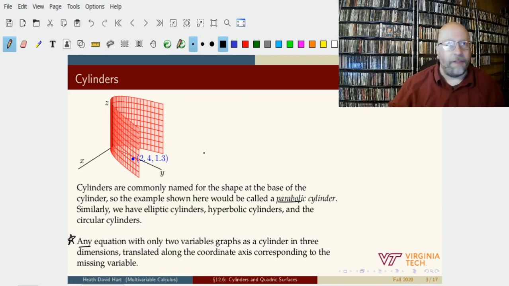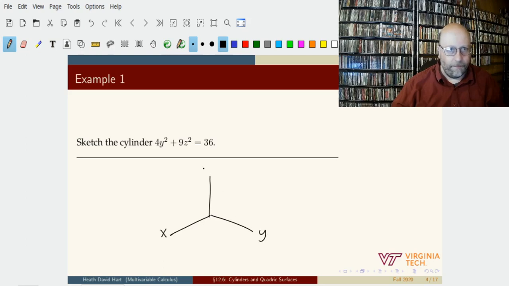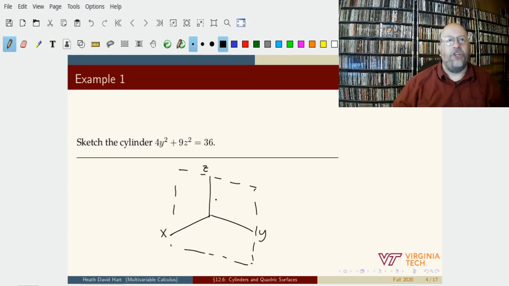So on the next slide, I think we're going to try an example. Yes. We're going to sketch this cylinder: 4y squared plus 9z squared equals 36. One of the things that I notice is that x is missing. And so we're going to have a shape that lies in the yz plane. That's this plane here. And then that shape is going to get translated along the x direction.